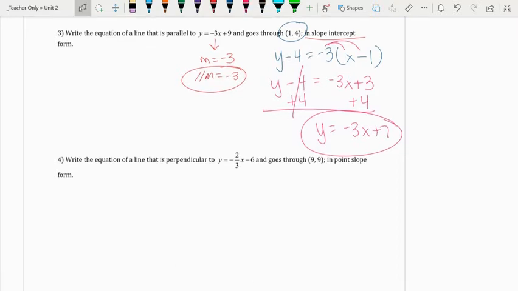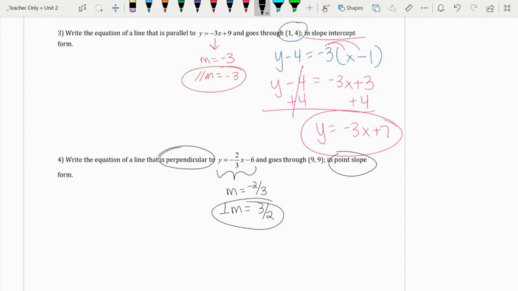On number 4, this time it says perpendicular. Okay, and it does say we just need it in point slope. So if my equation is this, right, y equals negative 2/3 x minus 6, my slope is negative 2/3. Now I need perpendicular slope. So flip it, 3 halves, right? Because we started with a negative, this one would be positive. So now we're going to use our point 9, 9. So y minus 9 equals 3 halves x minus 9.